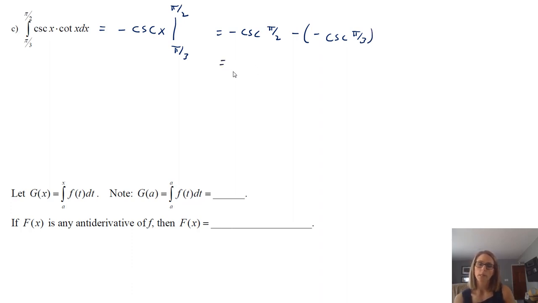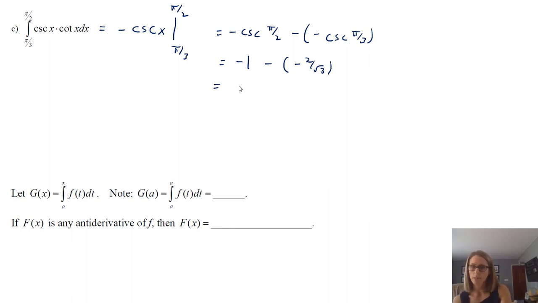So cosecant is 1 over sine. So sine of pi over 2 is 1, and 1 over 1 is 1. So I have a negative 1 here, minus. And then cosecant of pi over 3 is 1 over sine of pi over 3. Sine of pi over 3 is root 3 over 2, so the reciprocal of that is 2 over root 3.